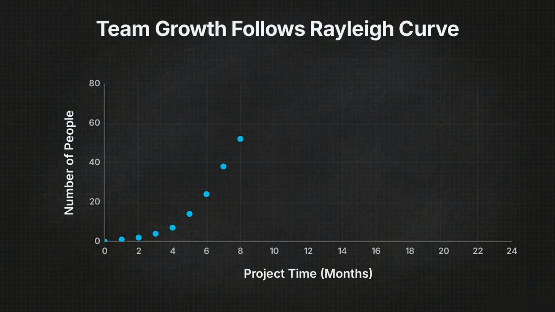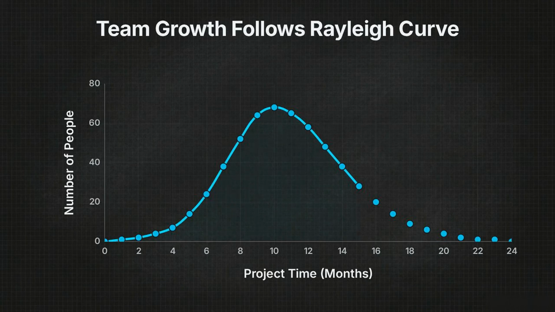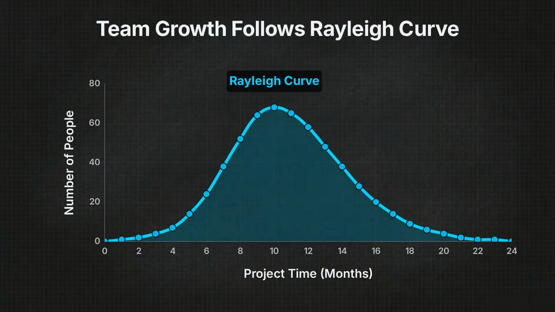As coding wraps up, developers move on. The staff drops sharply back down to a small testing crew. When you connect these points, they form a bell shape, a pattern mathematically called a Rayleigh curve. This curve acts as visual proof that a healthy software project breathes. The team size must naturally expand and contract to match the specific work happening in each phase.